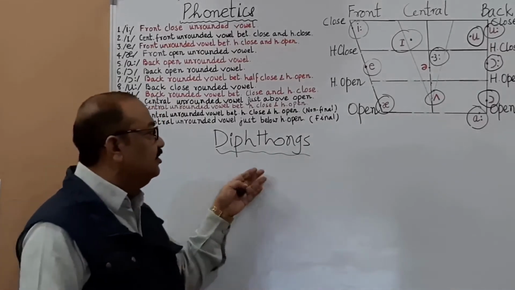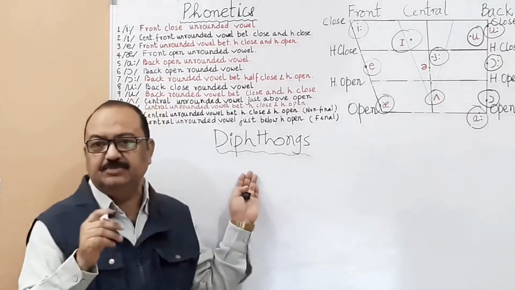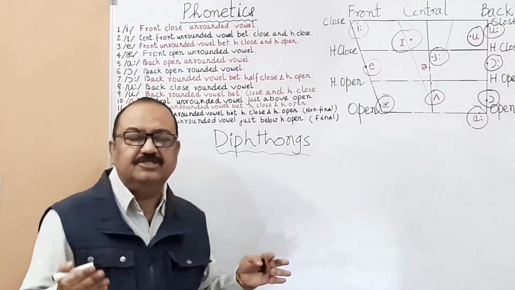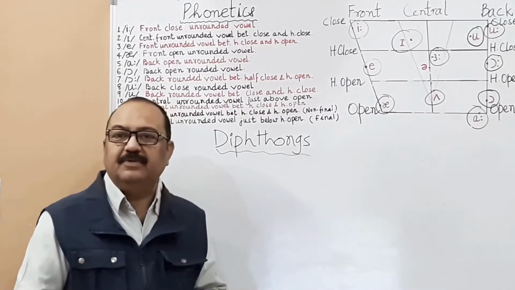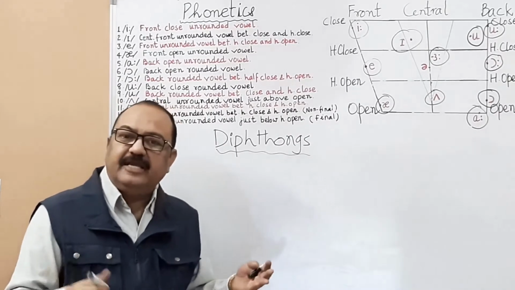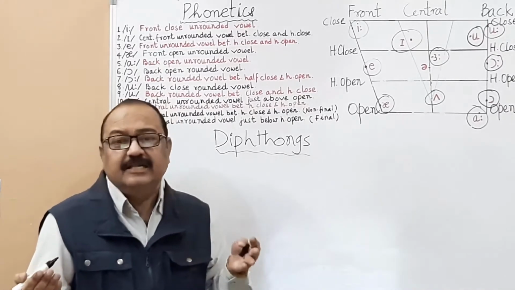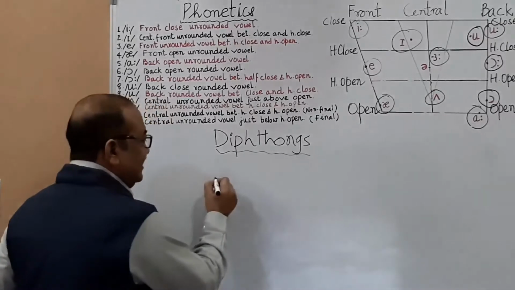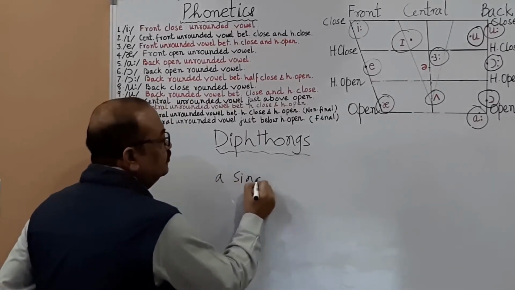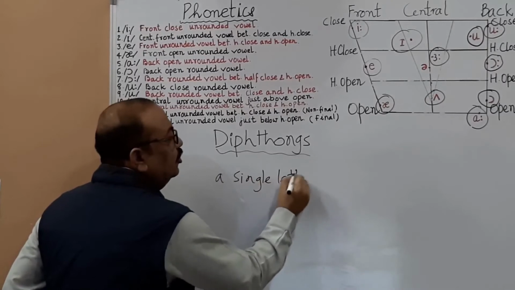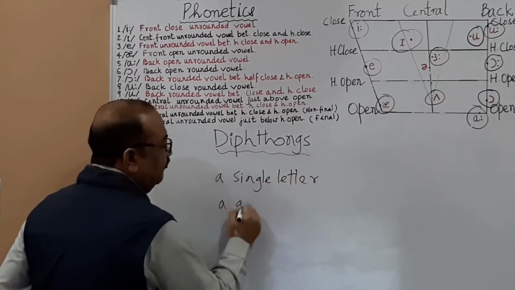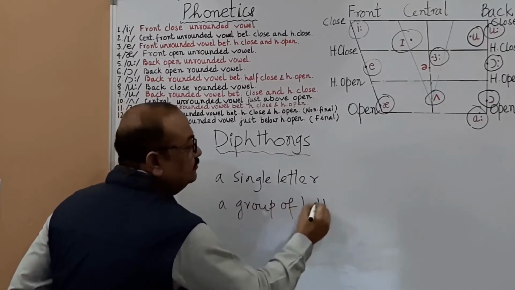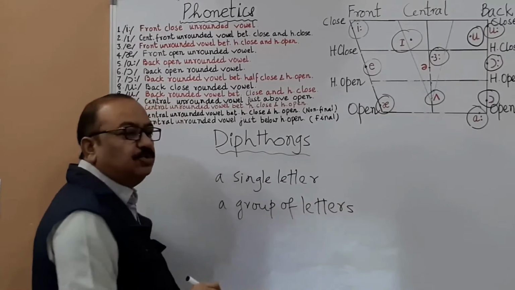Well, I'm talking about syllable. So before I come to diphthongs, I would like to tell you about syllable. What is a syllable? If I ask you, what do you think a syllable is? Well, if you don't remember, I must tell you that a syllable can be a single letter or a group of letters that include a distinct vowel sound.